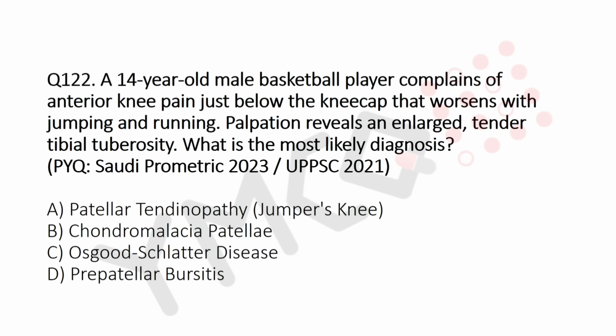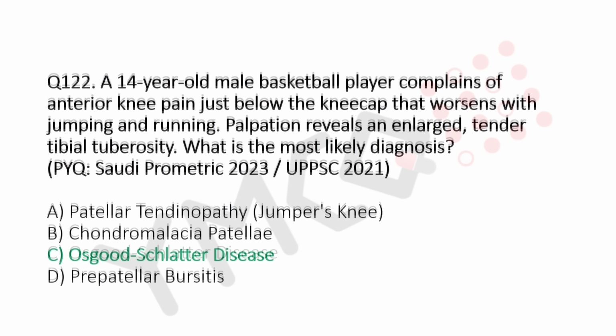And the answer is option C, Osgood-Schlatter disease. Pain specifically at the tibial tuberosity in a growing, active teenager is Osgood-Schlatter disease. The tight quadriceps muscle is literally pulling the growth plate away from the bone.